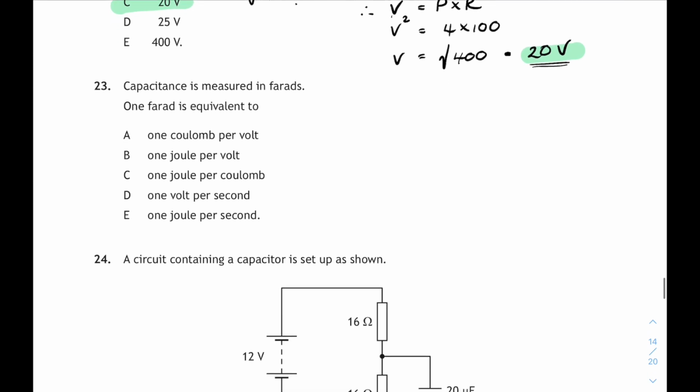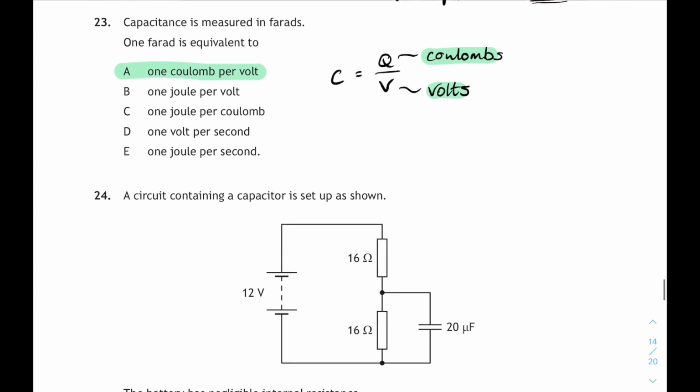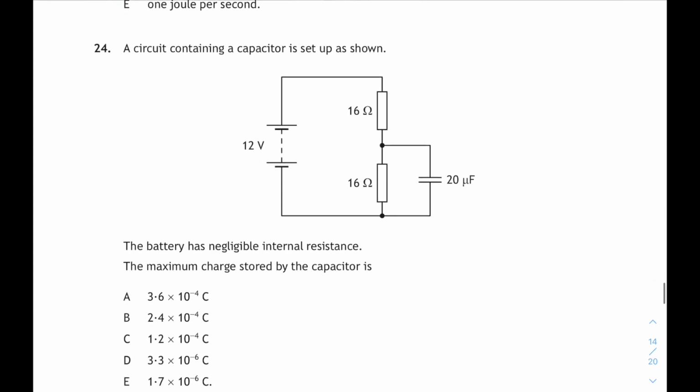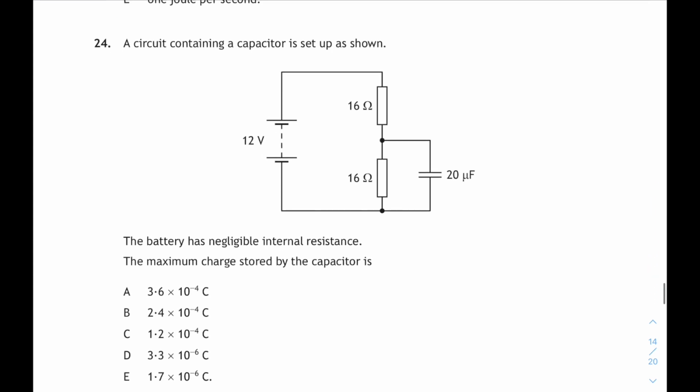23, capacitance is measured in farads, so what is 1 farad equivalent to? Well, there's a relationship for capacitance. It's Q over V, coulombs per volt, 1 coulomb per volt. That's 23A. Question 24. A circuit containing a capacitor is set up as shown, and the battery's got negligible internal resistance, and we've to find the maximum charge stored by the capacitor.